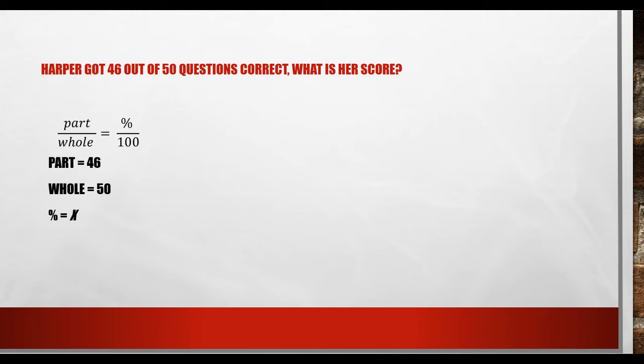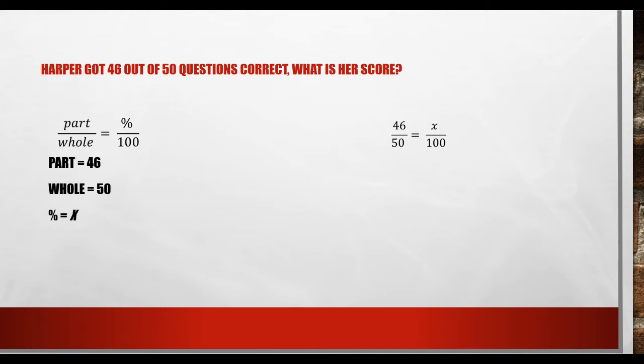So we know that the part that she got correct is 46. We know the whole test had 50. And so we're looking for the percent. So if I use a percent proportion, I can set it up like this, substituting 46 for the part, 50 for the whole, and X for the percent.